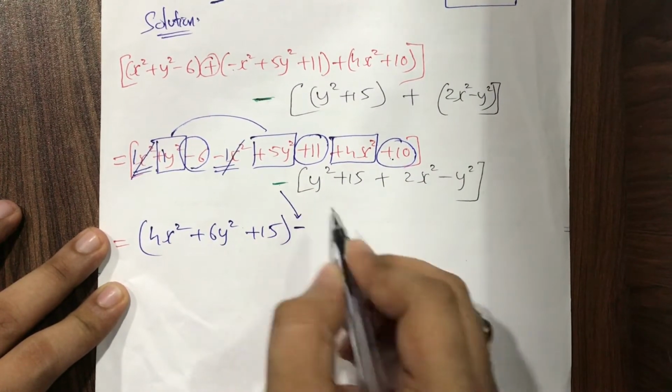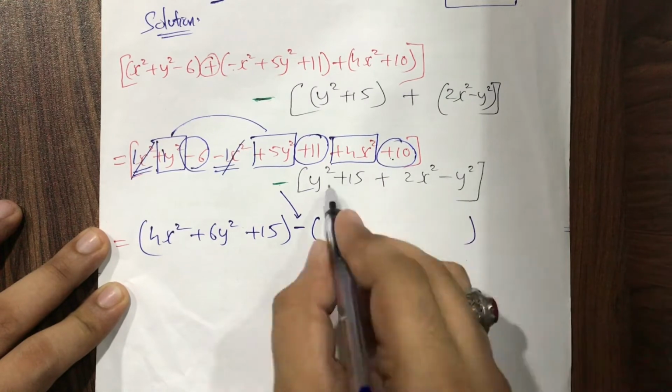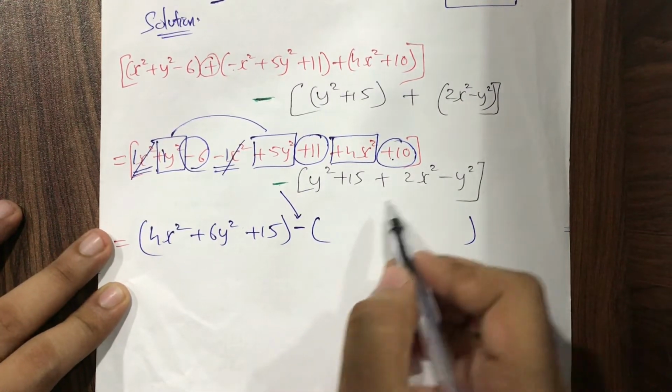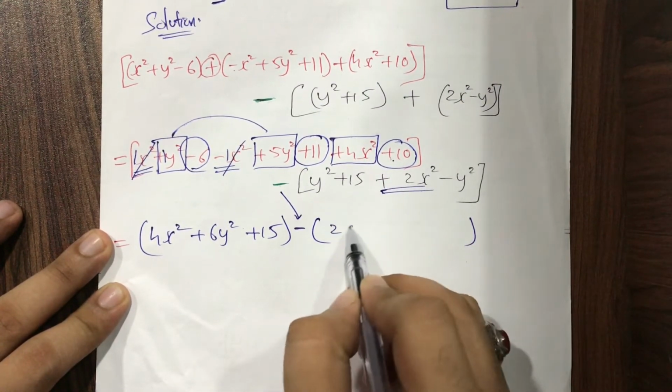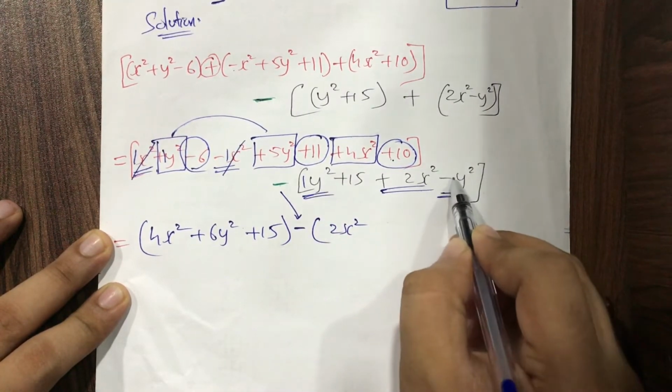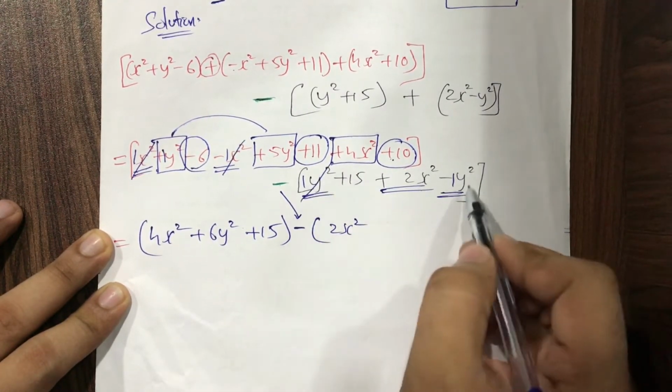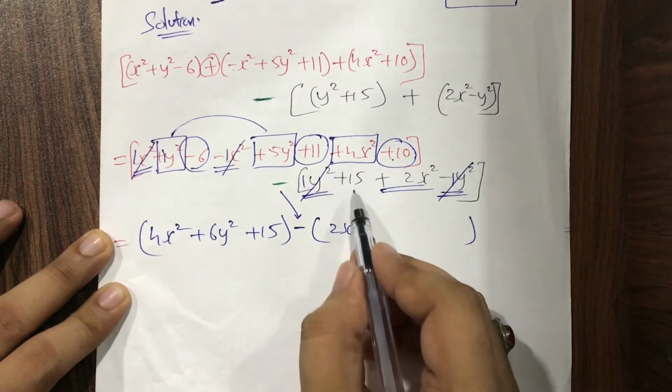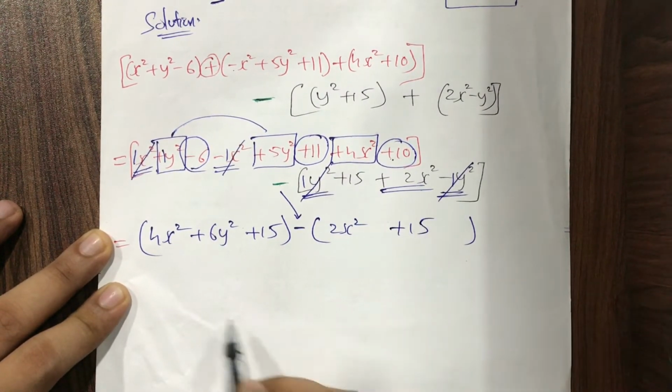From this we need to subtract this, I copied the minus as it is. Now in this expression, how many terms with x square? Only one term with x square, so it's 2x square. Here I can see it's 1y square, and here it's minus 1y square. So plus 1y square minus 1y square cancels. Here it's plus 15, so plus 15.